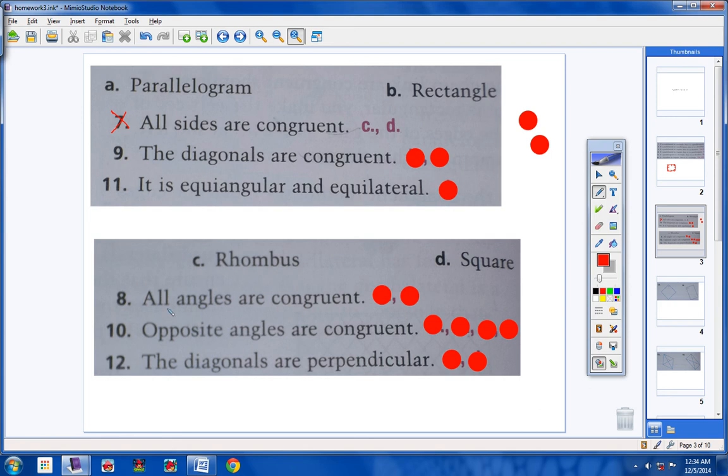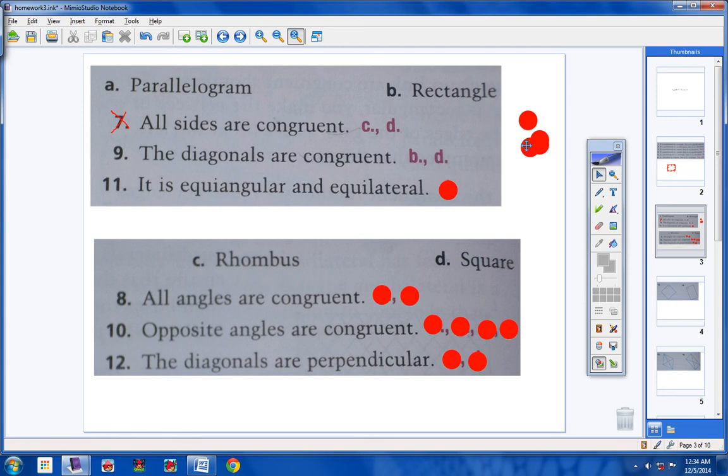Alright, number 8. All the angles are congruent. All 4 angles. Well, guys, a parallelogram does not have 4 congruent angles. A rhombus does not necessarily have 4 congruent angles. A rectangle and a square always have all 90-degree angles, so all their angles are congruent. So B and D. Okay, moving on.